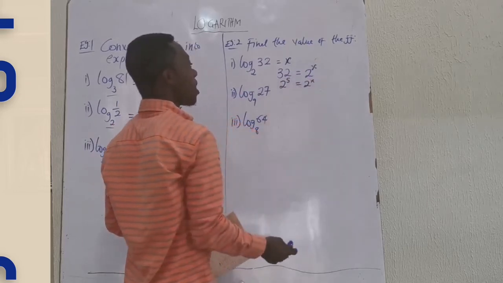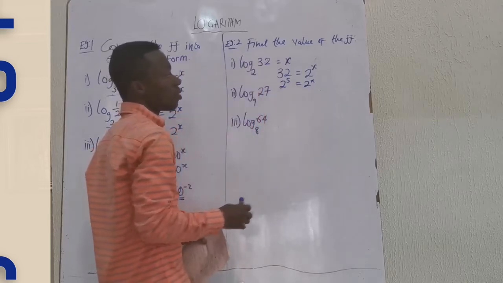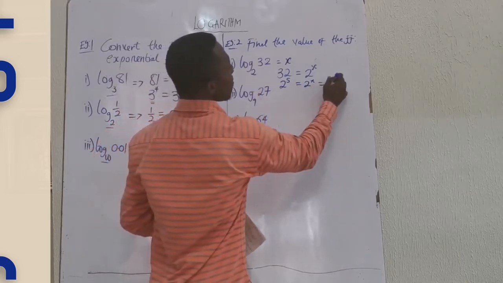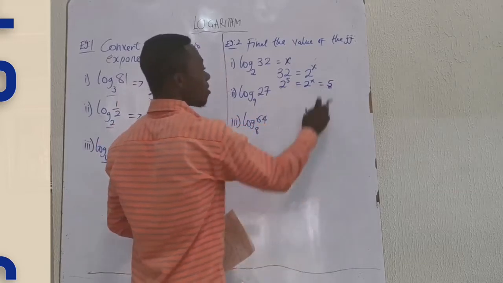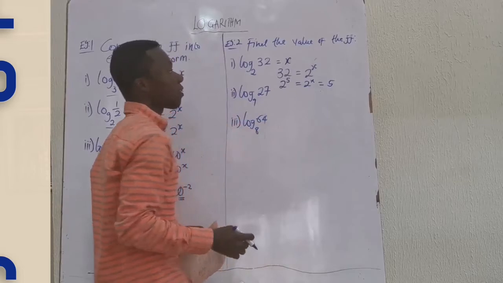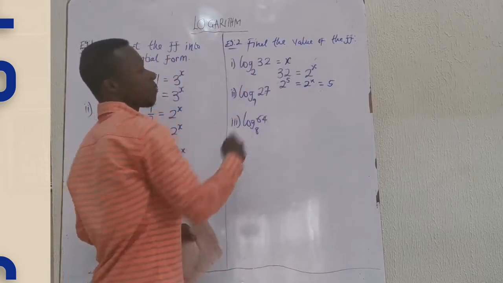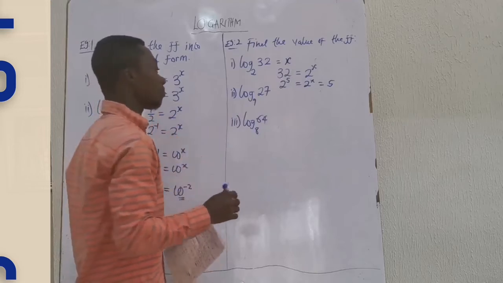So therefore we can say that log 32 to the base of 2 will be giving 5. Therefore x equals 5. So log 32 to the base of 2 is going to give me 5. I believe that is okay.